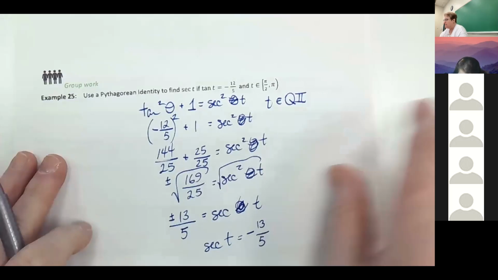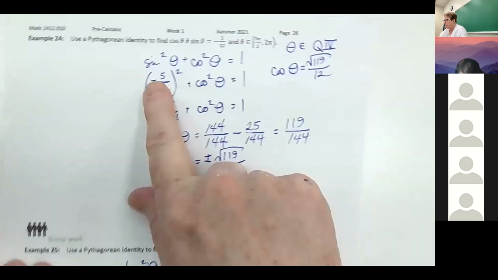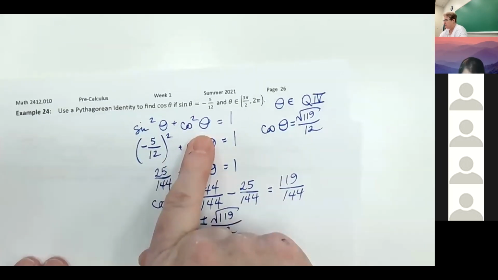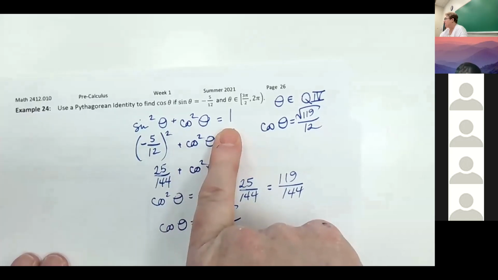Do you see that we're solving things that look the same over and over again? Something squared plus something else squared equals 1. We're going to do that all semester.